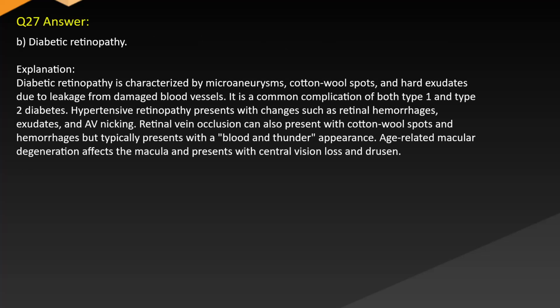Answer B. Diabetic retinopathy. Explanation: diabetic retinopathy is characterized by microaneurysms, cotton wool spots, and hard exudates due to leakage from damaged blood vessels. It is a common complication of both type 1 and type 2 diabetes. Hypertensive retinopathy presents with changes such as retinal hemorrhages, exudates, and AV nicking. Retinal vein occlusion can also present with cotton wool spots and hemorrhage, but typically presents with a blood and thunder appearance. Age-related macular degeneration affects the macula and presents with central vision loss and drusen.